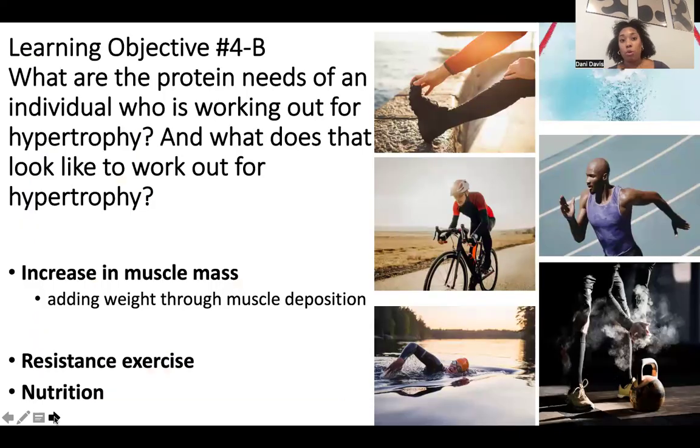So let's go on to learning objective 4B. What are the protein needs of an individual who is working out for hypertrophy, and what does it look like to work out for hypertrophy? This would be working out to increase muscle mass, so adding weight through muscle deposition, endurance, resistance exercise, and nutrition. Here we can see some of these different individuals: collegiate athletes, marathoners, or an athlete of some sort. That could be a collegiate athlete, a professional athlete, or somebody who does it recreationally, but with the goal of increasing muscle mass through resistance exercise.